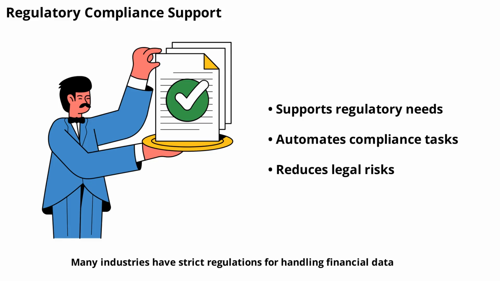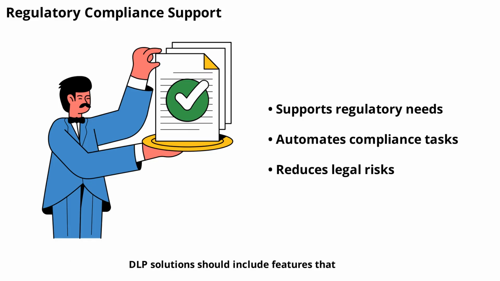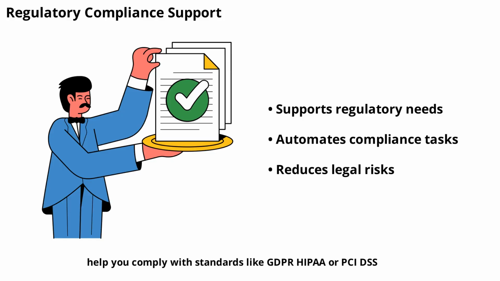Many industries have strict regulations for handling financial data. DLP solutions should include features that help you comply with standards like GDPR, HIPAA, or PCI DSS. Compliance support may involve automated reporting, policy templates, and audit-ready logs. These tools make it easier to demonstrate your commitment to data protection and avoid costly penalties.